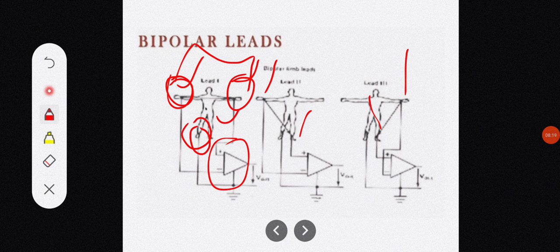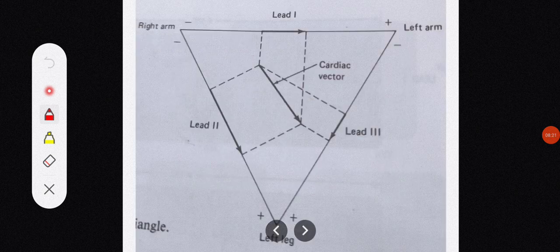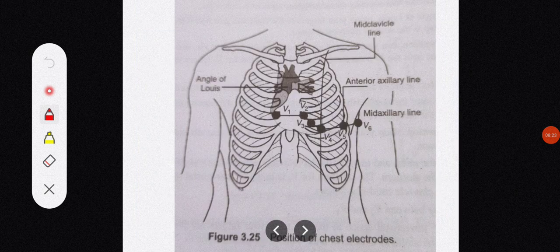Then chest or precordial electrodes were introduced later. Although plate electrodes are normally used for the electrodes at the extremities, meaning the arms and legs, the chest electrode is of the suction type. Suction type electrodes are used in the chest area.